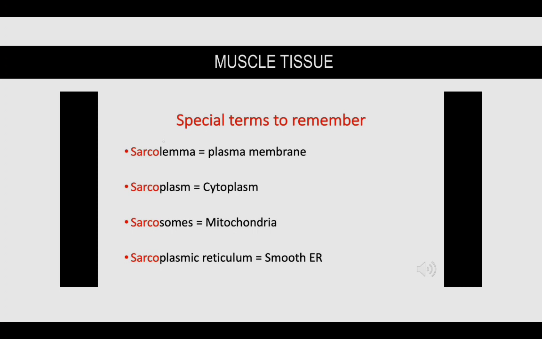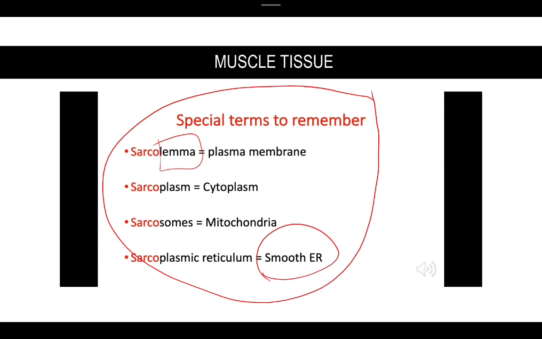For example, sarcolemma. Maalala niyo, the other name for your plasma membrane is plasmalemma, 'di ba? So here, sarcolemma means the plasma membrane of the muscle. Same thing for sarcoplasm, it means cytoplasm. For the mitochondria of a muscle, ang tawag dyan is sarcosomes. For the smooth ER naman, ang tawag dyan is sarcoplasmic reticulum. I hope you understand and memorize these terms that you need to remember.